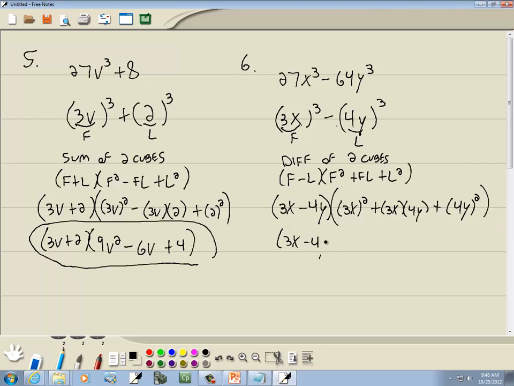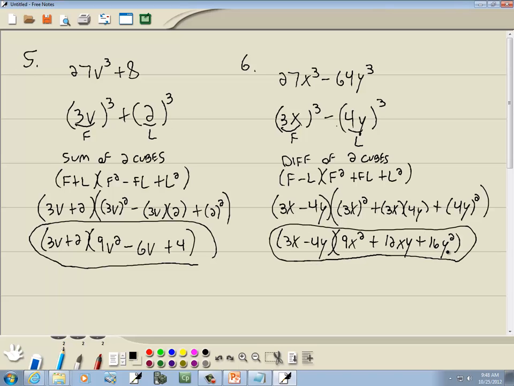Then we'll do a little bit of simplifying. (3x) squared, 3x times 3x gives me 9x squared, plus 3 times 4 is 12xy, plus (4y) squared. 4y times 4y gives you 16y squared. And that'd be your answer.